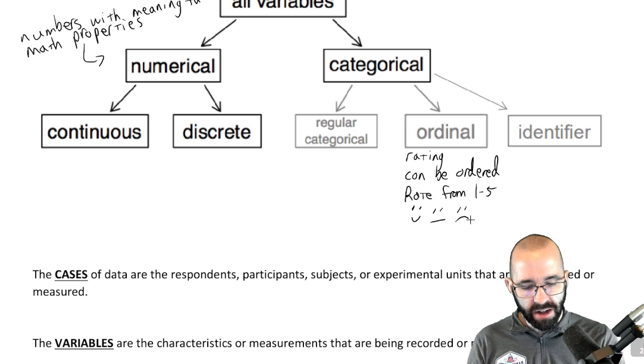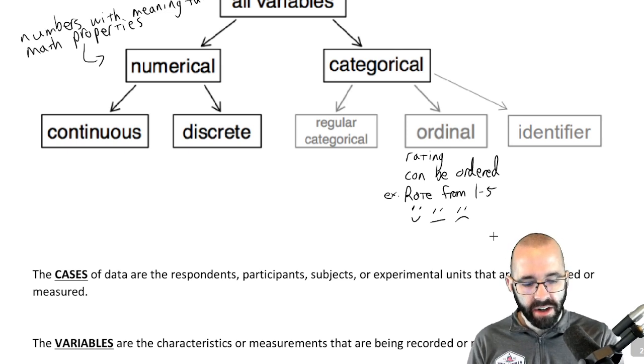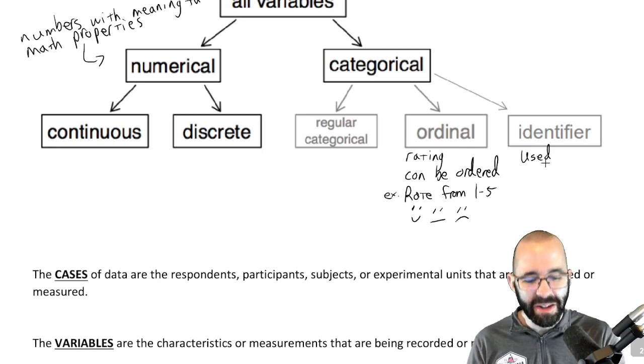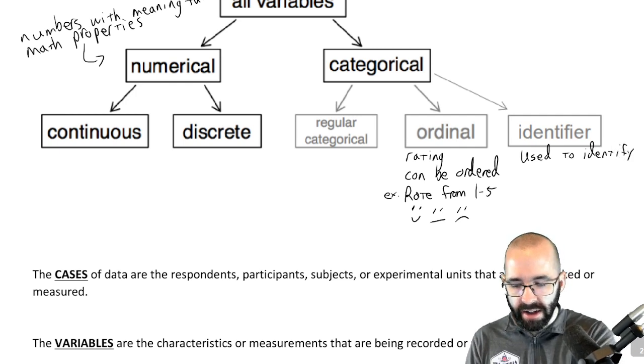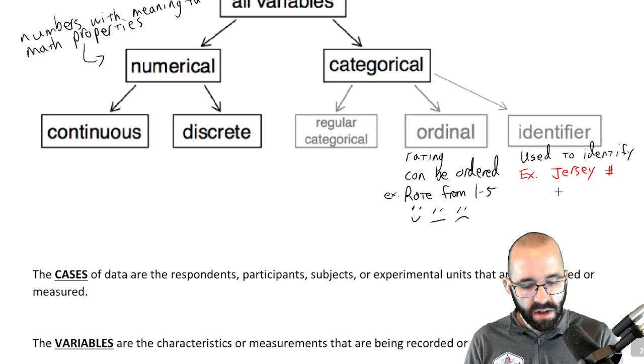And identifier variables, these can be like zip codes. Let's start with what they are and then give examples. Identifier variables are just used to identify. I don't know how to say that more eloquently. Examples could be a jersey number for sports, a zip code, a phone number, or a name.